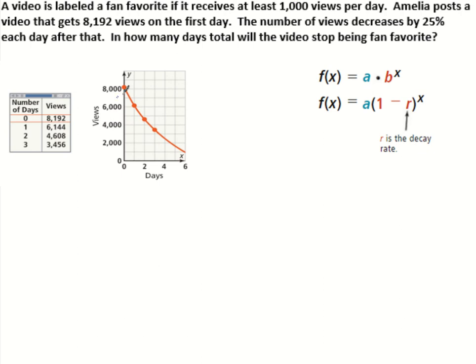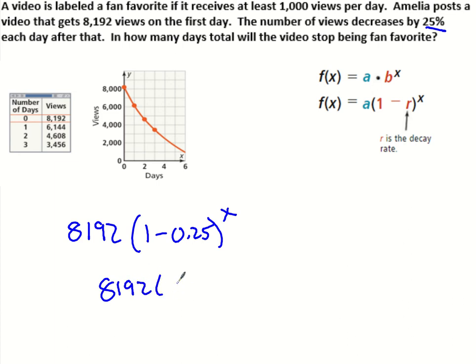So what we have here is our decay rate. If I wanted to write an exponential function, I'm going to start with my initial value, which is 8,192. And then I'm going to multiply that by 1 minus the decay rate. Well, that's 0.25, and that's all to the power of x. Then I need to simplify to get 0.75, so 75% to the power of x. So this would be the exponential function that represents this situation.